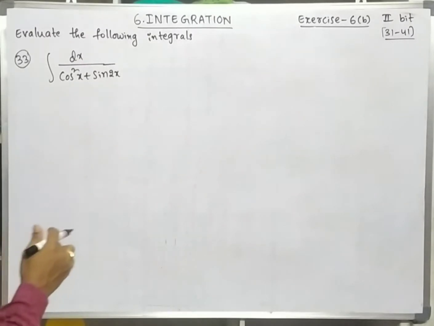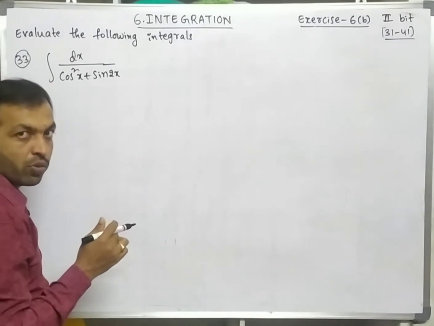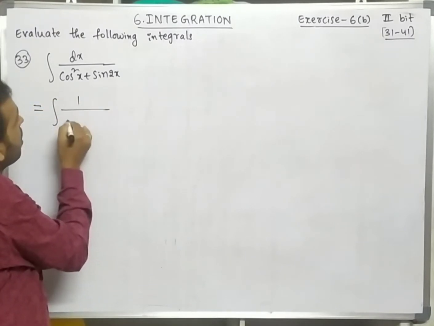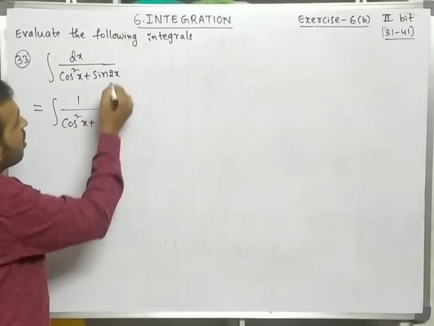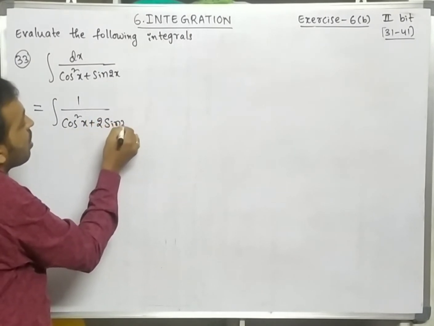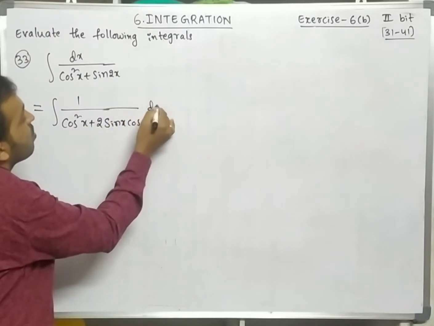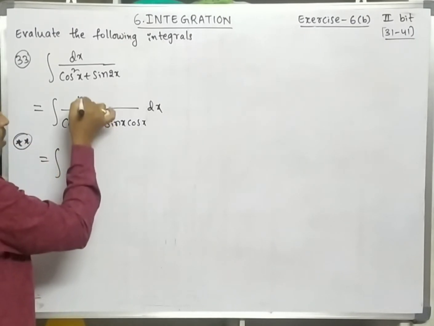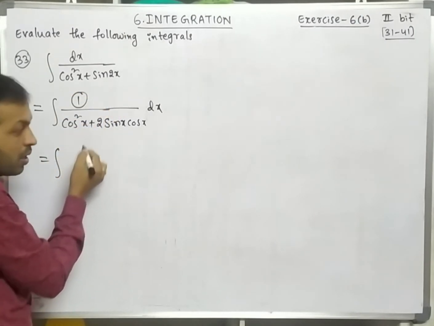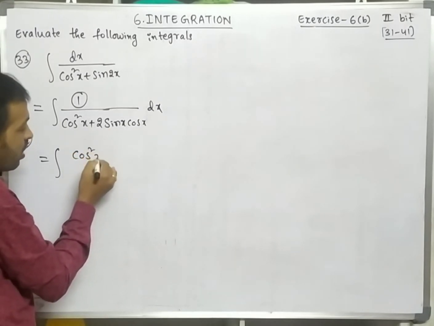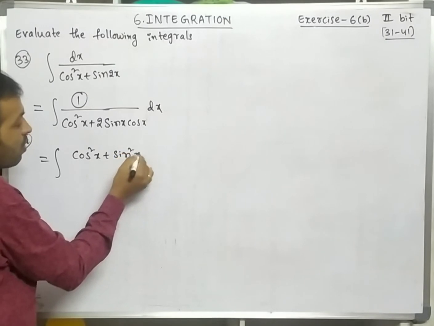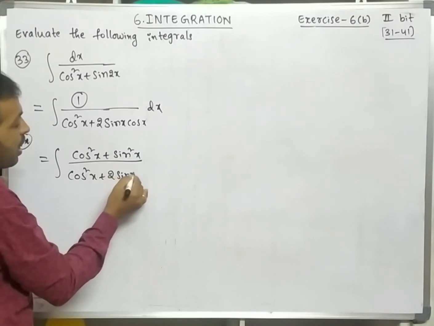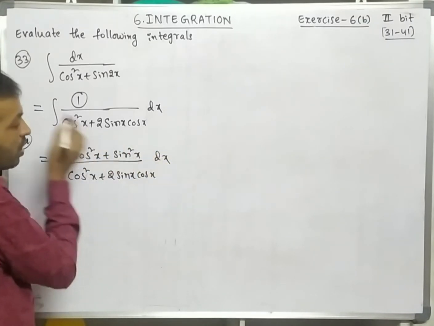Next problem, integration dx by cos square x plus sin 2x, which can be written as 1 by cos square x plus, what is the formula of sin 2x? That is 2 sin x cos x, into dx. Now here, one important step: 1 can be written as the identity cos square x plus sin square x, by cos square x plus 2 sin x cos x, into dx.